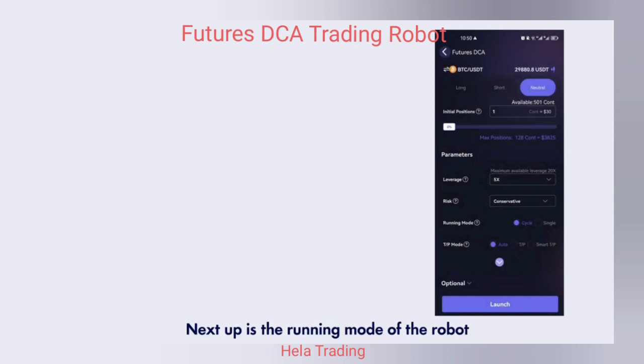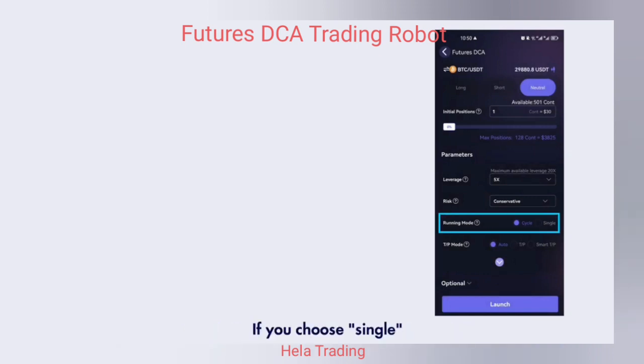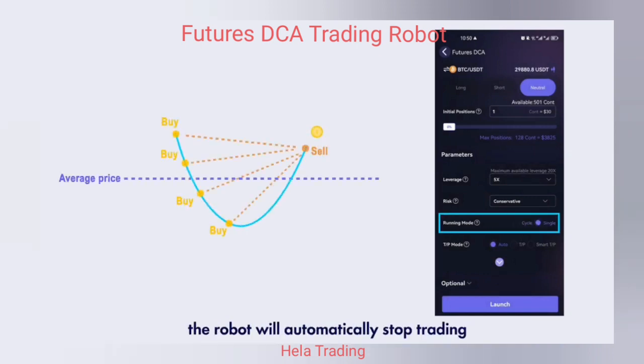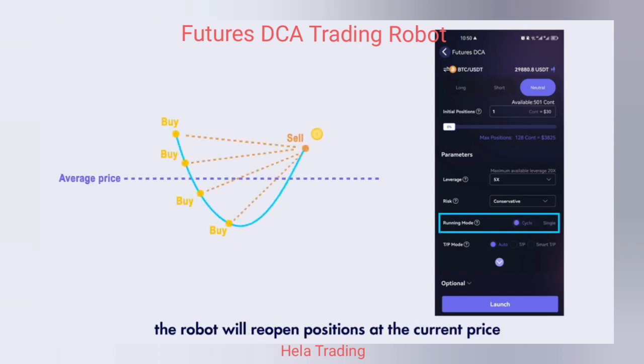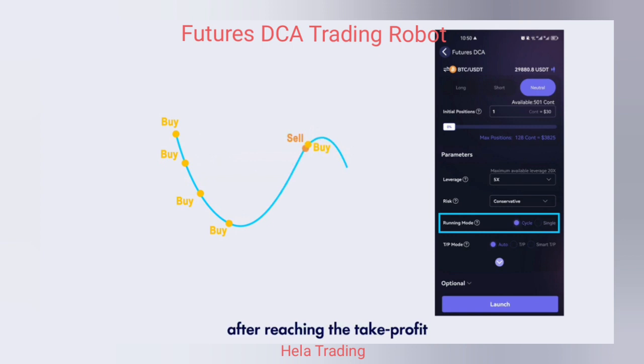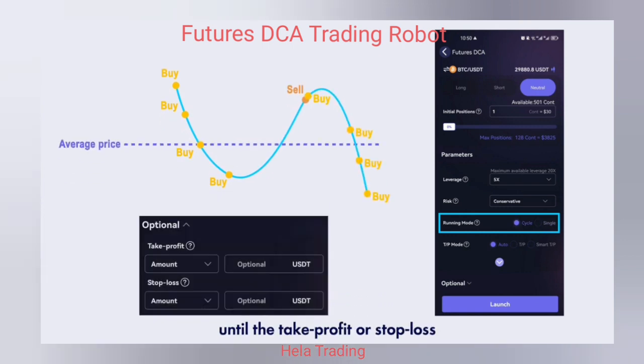Next up is the running mode of the robot. If you choose single, the robot will automatically stop trading after reaching the take profit once and will not proceed with any further trades. Now here, let's select cycle. The robot will reopen positions at the current price after reaching the take profit, enabling continuous trading until the take profit or stop loss amount is triggered.